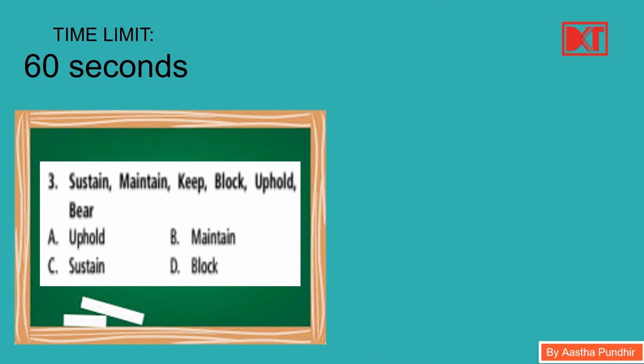Okay, the next category of words say sustain, maintain, keep, block, uphold, bear. Now here, all these words you see uphold, maintain, sustain. Here the opposite is block, D, which means stopping something or causing a problem to something. Blockage happens, like when something is not allowed to pass. Whereas all the others, uphold, following something and allowing it to happen, maintaining and sustaining, all these are synonyms of each other. All right.